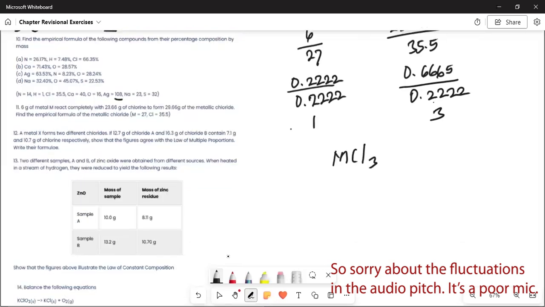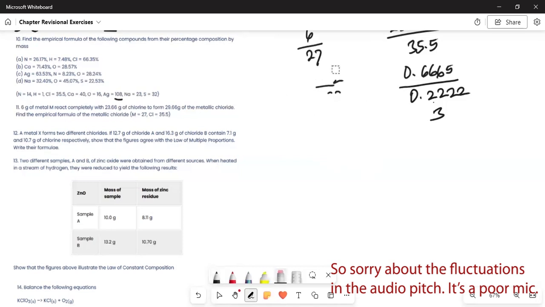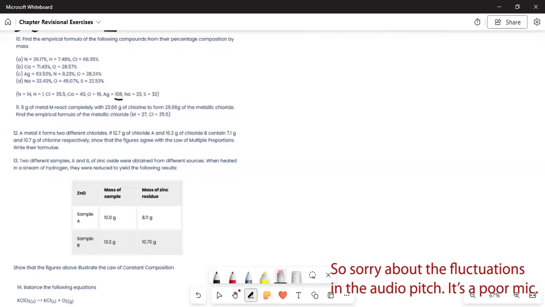Then question 12. A metal X forms 2 different chlorides. If 12.7 gram of chloride A and 16.3 gram of chloride B contain 7.1 gram and 10.7 gram of chlorine respectively, show that the figures agree with the law of multiple proportion. And to answer this question, what does the law of multiple proportion say?